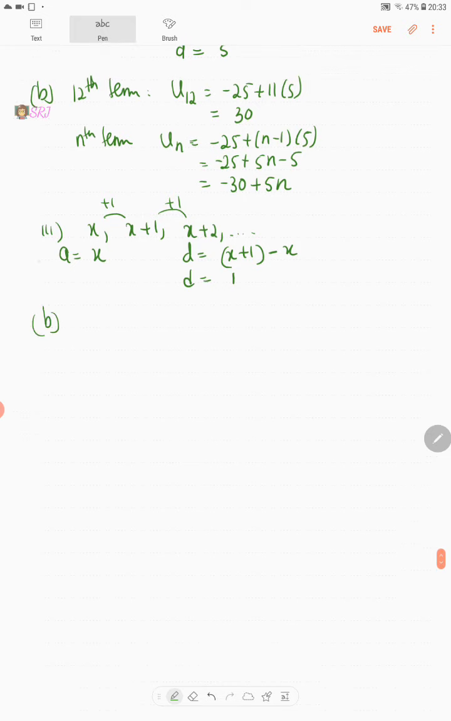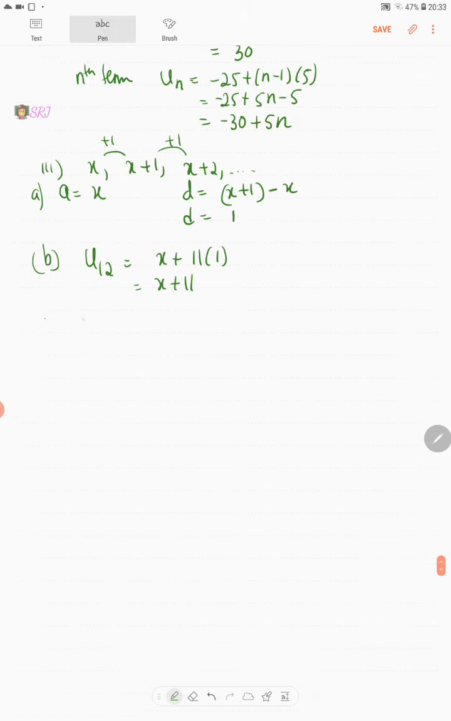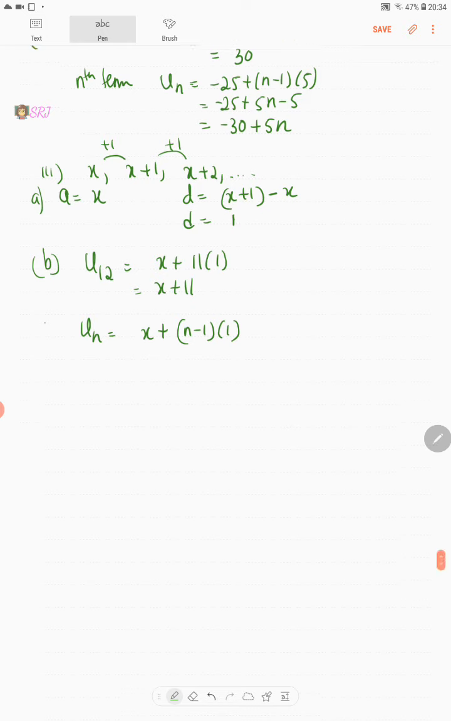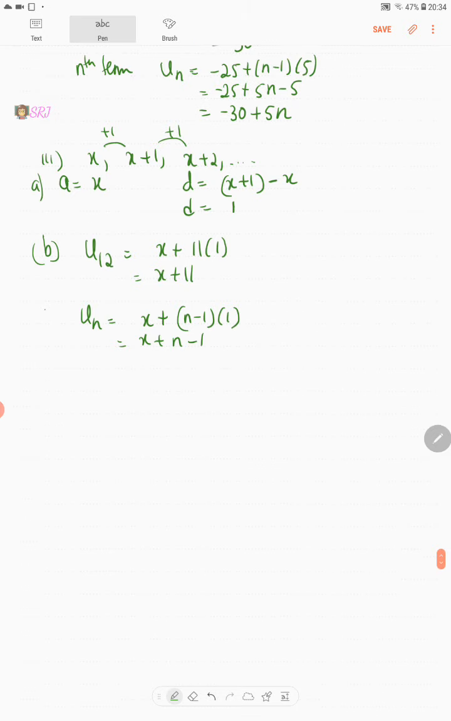For part B, 12th term u12, it is a plus 11 times d, which is 1 in this case, so we obtain x plus 11. For the nth term un, it is a plus n minus 1 times d, so we obtain x plus n minus 1. We leave it as such.